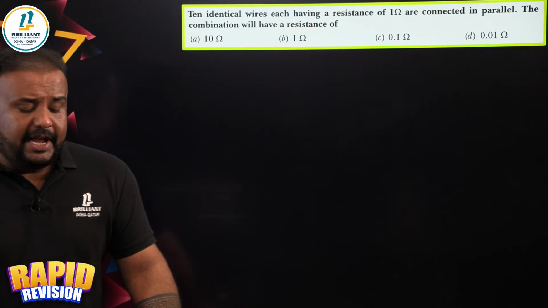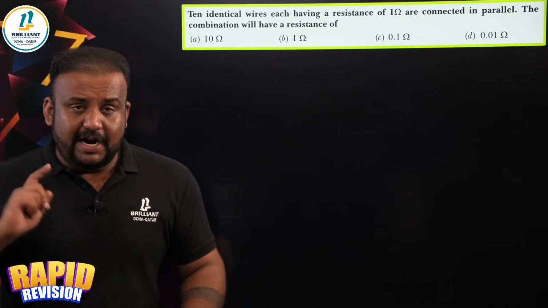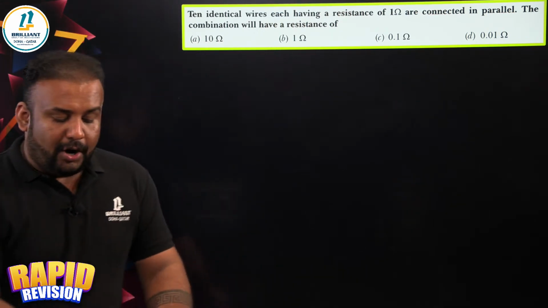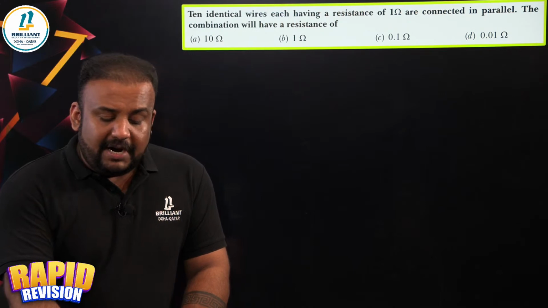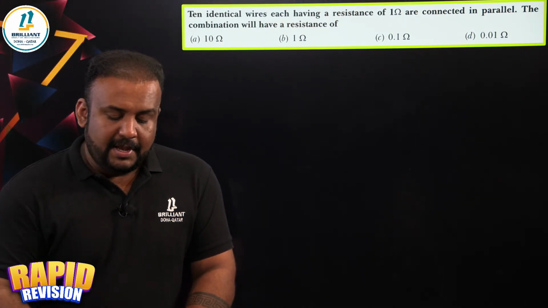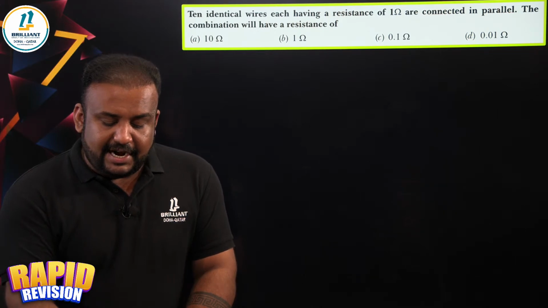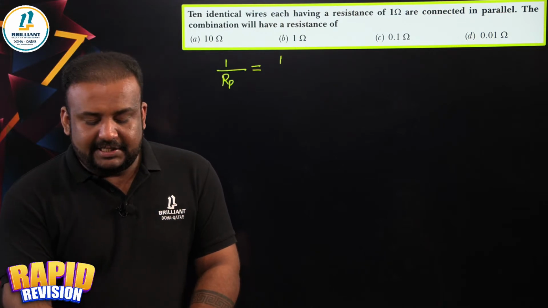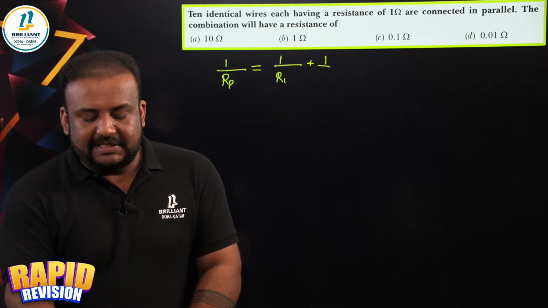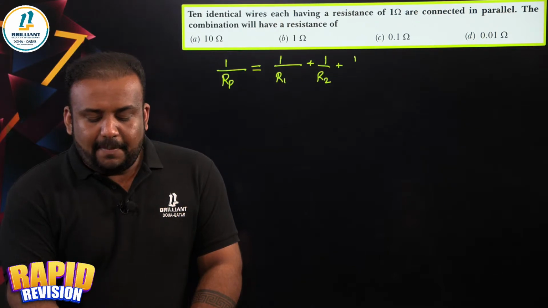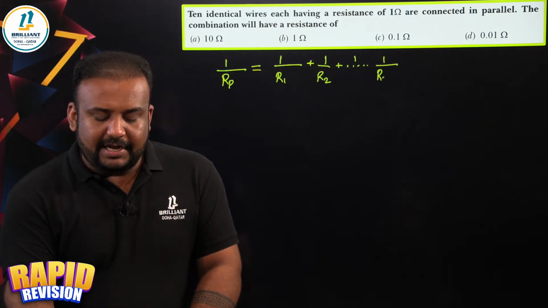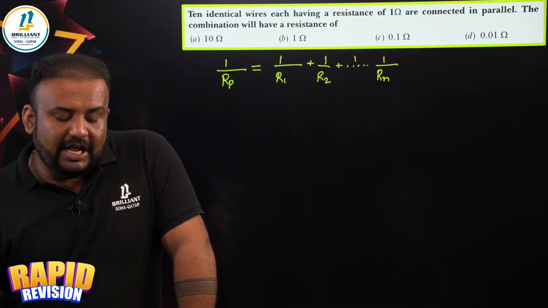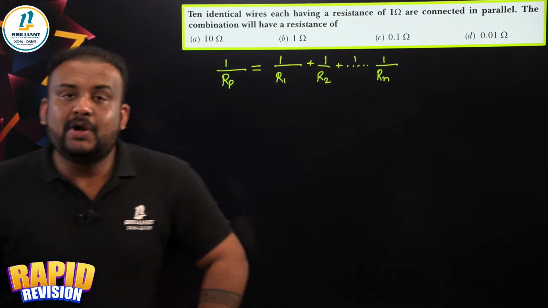Okay, next question. 10 identical wires, each having a resistance of 1 ohm, are connected in parallel. The combination will have a resistance of. A very simple question, but a very important one. You guys know that in parallel combination, the net parallel resistance is given by 1 by Rp equals 1 by R1 plus 1 by R2 plus up to however many resistances you are connecting, that much, 1 by Rn, isn't it? So here how many are connected? There are total 10 resistors of 1 ohm connected.